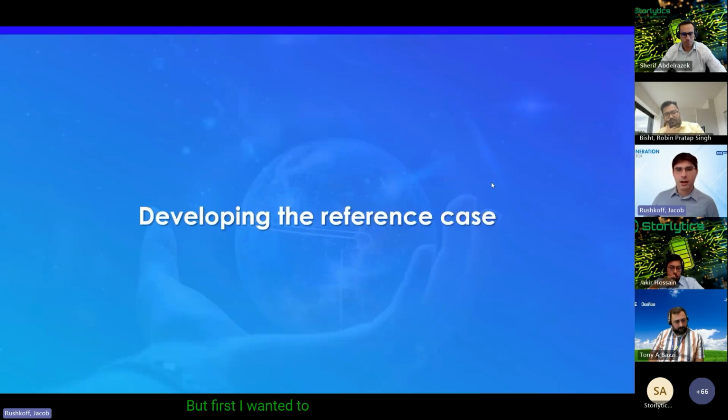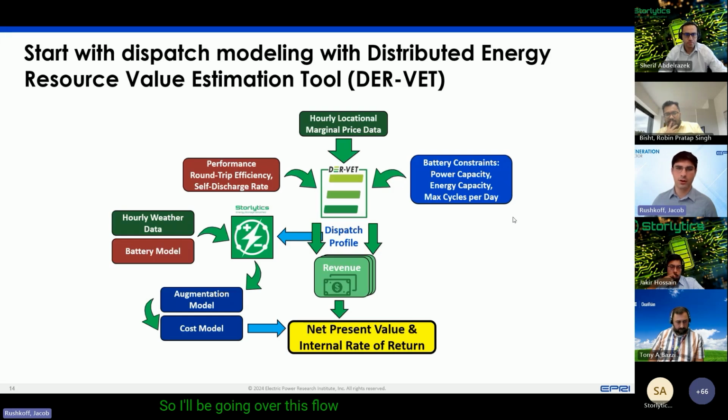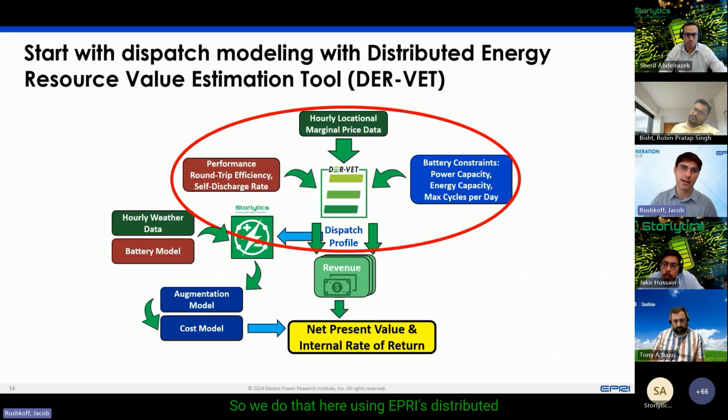But first, I wanted to cover how we developed this reference case, because that's going to be quite important for how we compare then to installing long duration energy storage. So I'll be going over this flow sheet here, this workflow, where first we start with modeling the desired operation of the battery system. So we do that here using EPRI's distributed energy resource value estimation tool. We all call it DERVET. We never use the whole name.